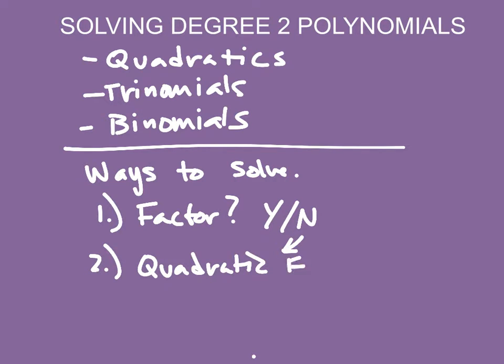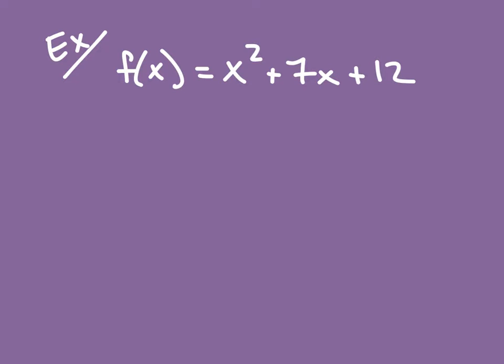I'm going to go over a couple of examples of instances where we can locate and solve a degree 2 polynomial. On our first example here, we've got this function f of x is equal to x squared plus 7x plus 12. First step is to let f of x be equal to 0, and then solve this equation for x. Because we're dealing with a quadratic, a degree 2, we have to either solve by factoring or use the quadratic formula.